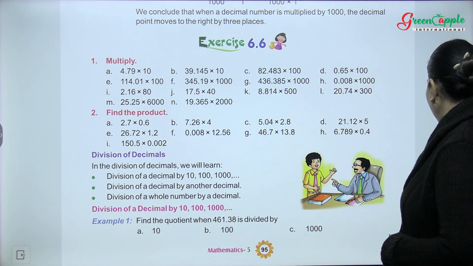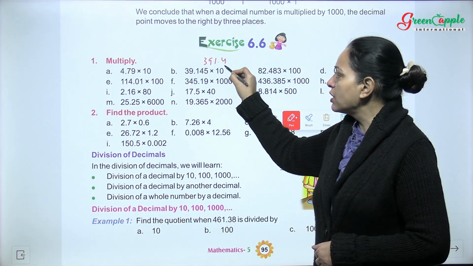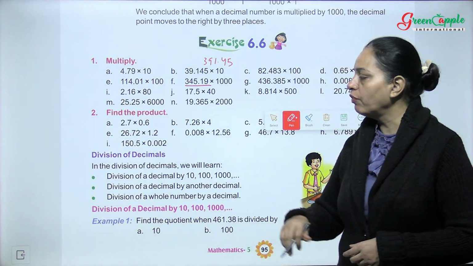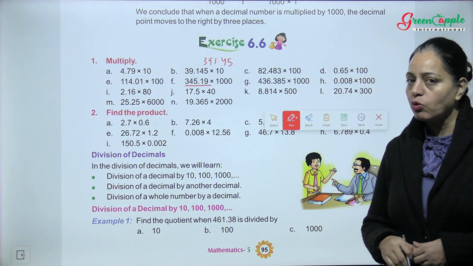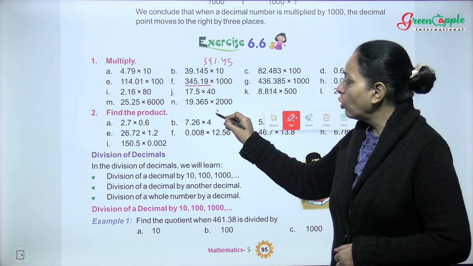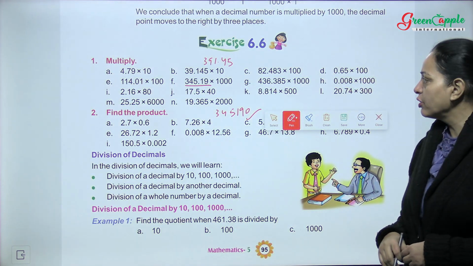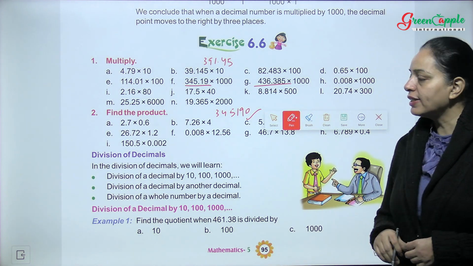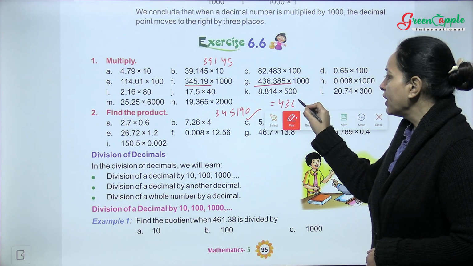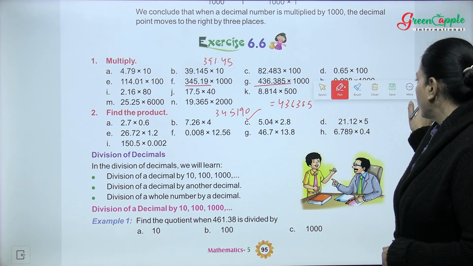Now exercise 6.6, first question, multiply. Like B part, 39.145 multiplied by 10. So by 10, shift the decimal towards the right by one place. So this is the answer. Okay. Now here like F part, 345.19 multiplied by 1000. तो हमें decimal shift करना है after 3 digits, but we have 2 digits here. तो हम लिख देंगे एक 0. This is the answer, right? Okay, like here G part, 436.385 multiplied by 1000, so 436 and 385, right? This is the answer. Similarly, you can try the remaining parts.